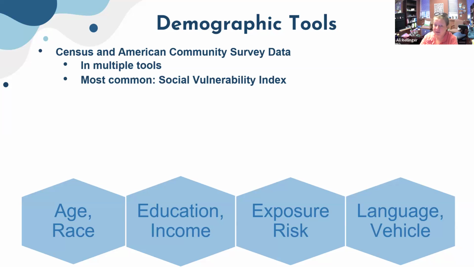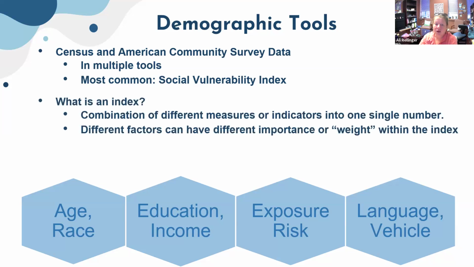One of the most common things that we see in there is the Social Vulnerability Index. So what is an index? If you're not familiar with this idea of an index, this is where we combine different measures or indicators into a single number. And we can do this a lot of different ways because you can have all these factors that play into a question you're trying to answer, and they can have different importance or weights within that index. And then that gives us a single number.